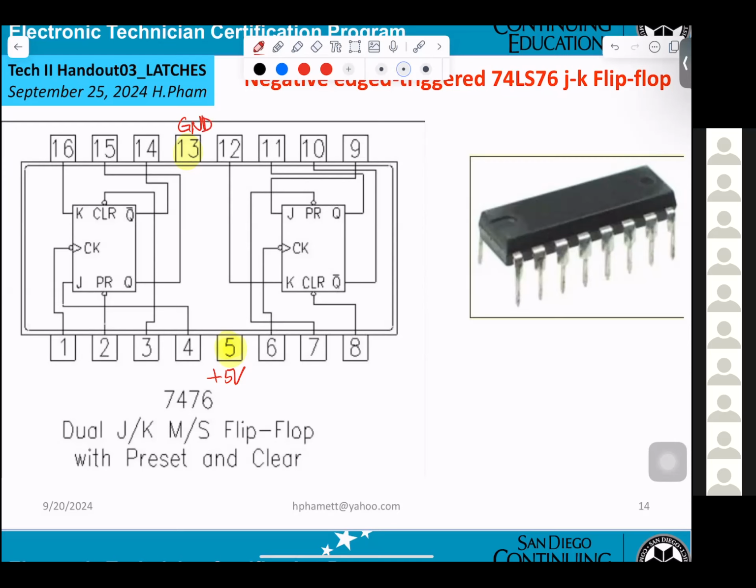That is different from a normal IC. Normally, for a 16-pin IC, pin 16 will be 5 volt and pin 8 will be ground. However, especially for the 74 76, power will be 5 volt and 13 will be ground. Inside that IC, you get two JK flip-flops.